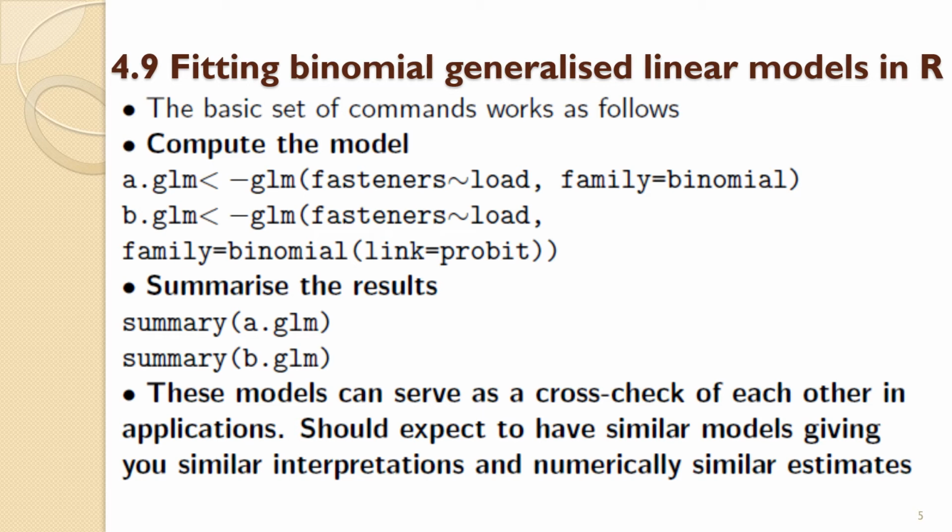So you have this generic two-step process. First of all, compute the model, and then in the second step, summarize the results. So here we have either A.glm or B.glm. It's a generalized linear model. You're trying to relate the fasteners variable on the previous slide to the load. The family is the binomial. This is telling R that you're fitting a probability regression model, and then for the probit you actually have to specify that the link equals probit. It will fit a logistic regression model as the default.